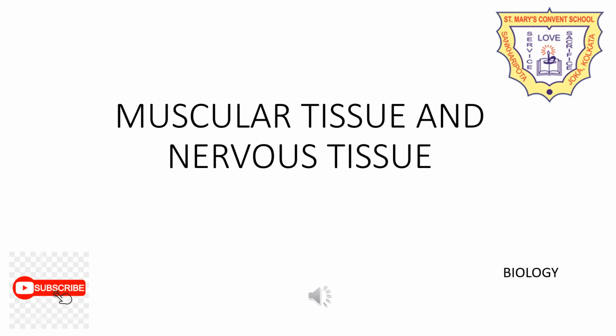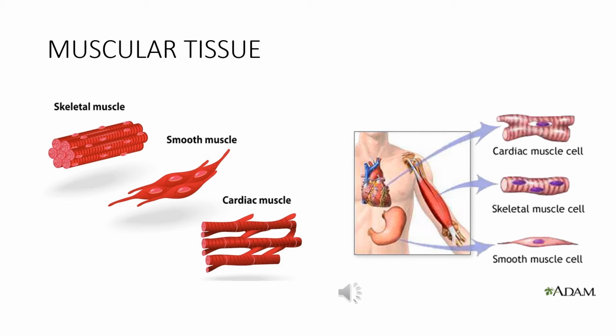We have come to the last part of our discussion of animal tissue. We have talked so far about epithelial tissue and connective tissue, and today we are going to talk about the muscular tissue and the nervous tissue. Muscular tissue is found in the muscles, but there is more to the story because they are of three types. We can divide them as skeletal muscle or striated muscle, smooth muscle or unstriated muscle, and cardiac muscle.